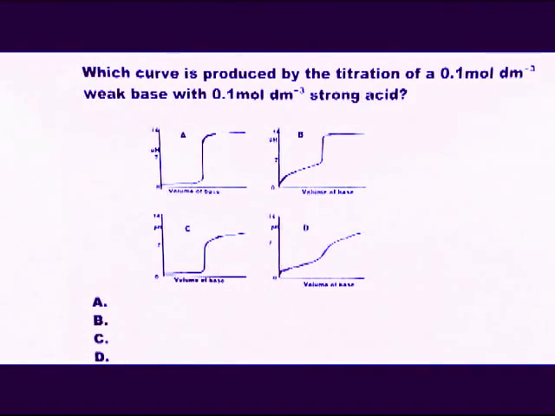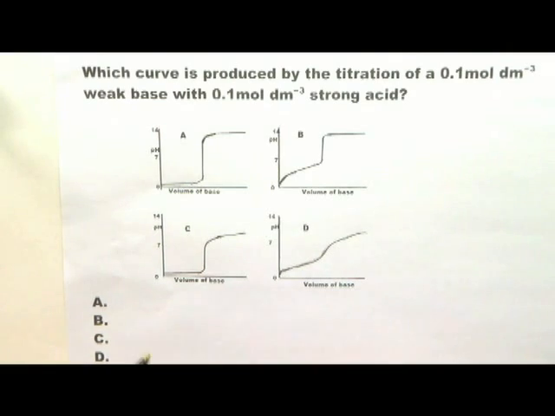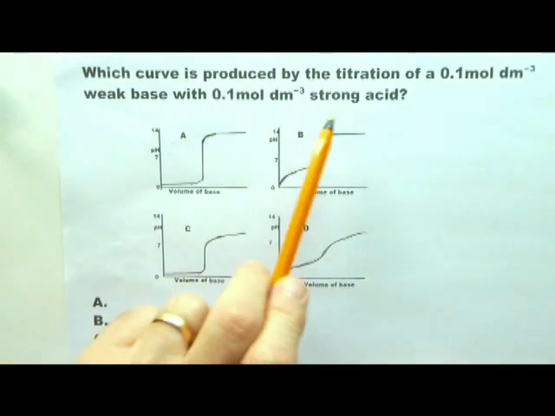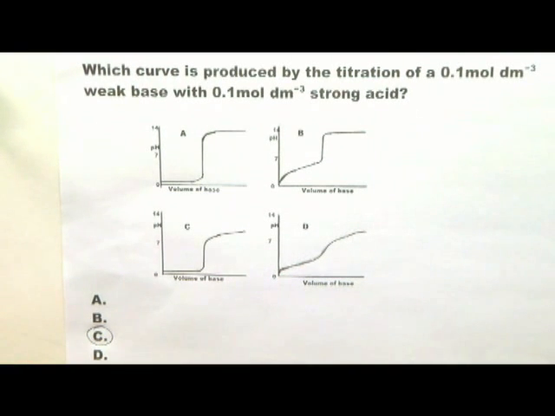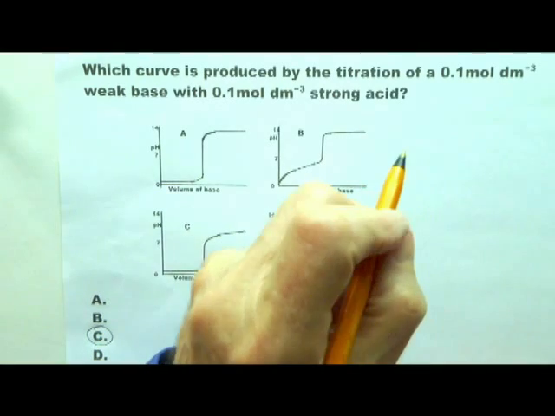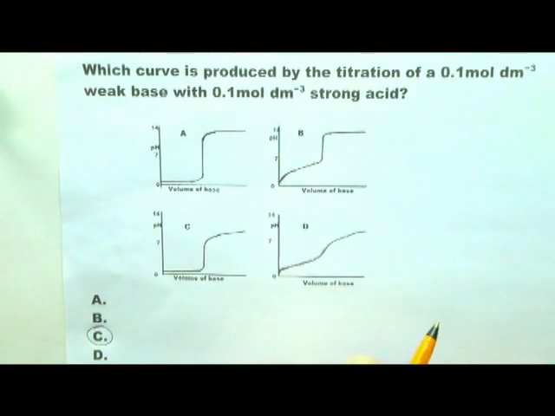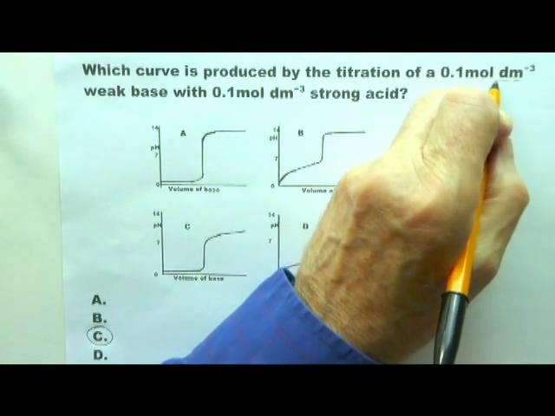In this case, if you saw this and you're told that it's a weak base and a strong acid, you've got to go immediately to C, and that's the answer. Now let me explain how I got there and my thinking about that. As a general rule, in practical terms, strong acids and strong bases are usually used in titrations at a strength of 0.1 mole per decimeter cubed.